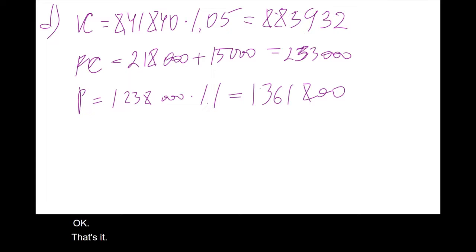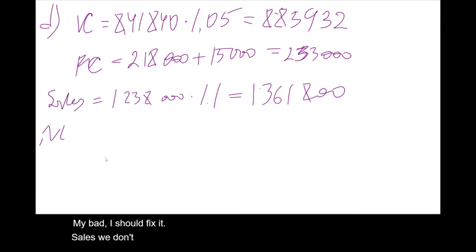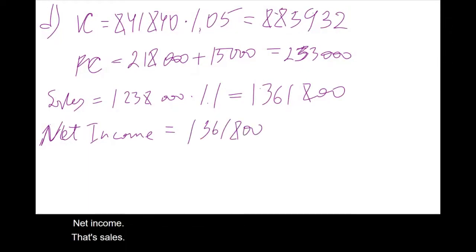That's it. Now they want net income. What is net income? It's actually not the price, it's sales. My bad, I should fix it. Sales. We don't have price here. So net income, that's sales minus all the expenses, right? Yes or no?